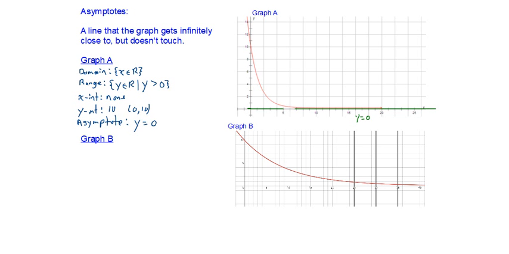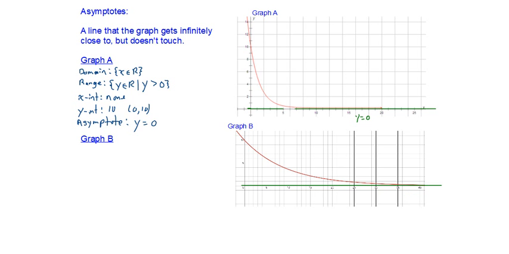Graph B is also a medication, the concentration of medication in a patient's body. Let's do the same thing. Notice here that the domain is going to be the same. X can be any value. Y can be any value as long as it's greater than 0. We still have this horizontal asymptote down here. The graph is getting closer and closer to, but never actually touching. The range is the same. There's no x-intercept. It has the same y-intercept. So it looks like actually all of these features are the same.